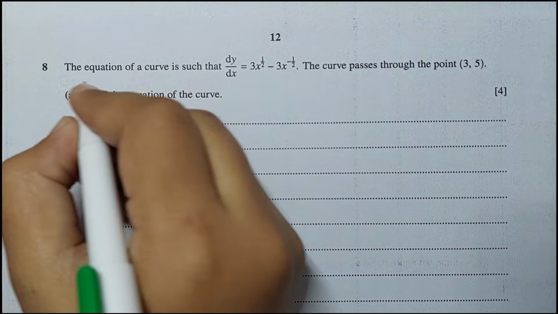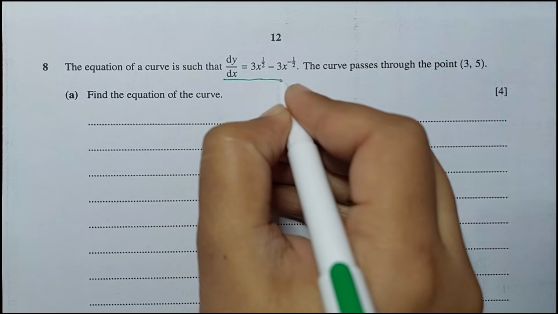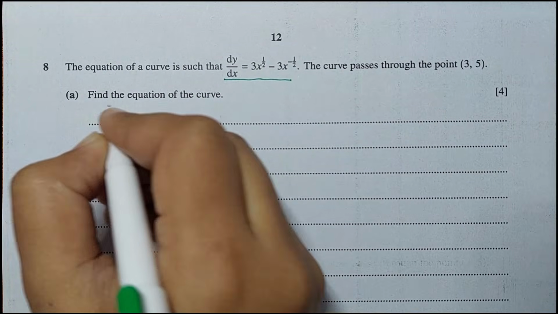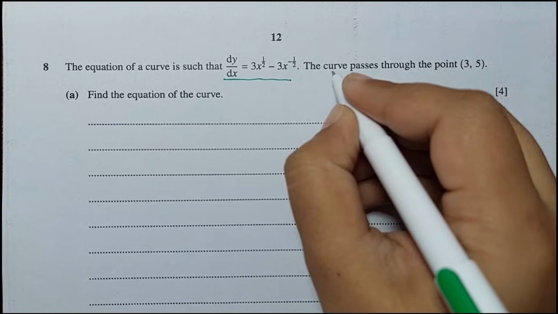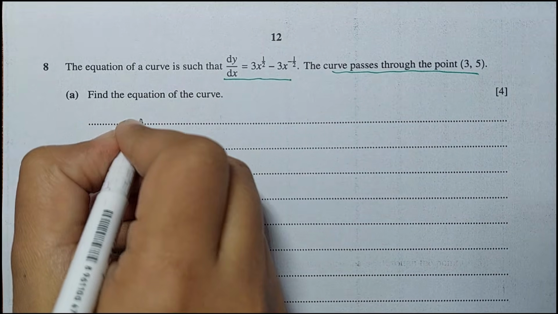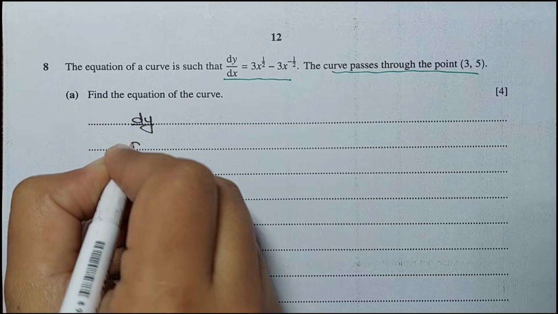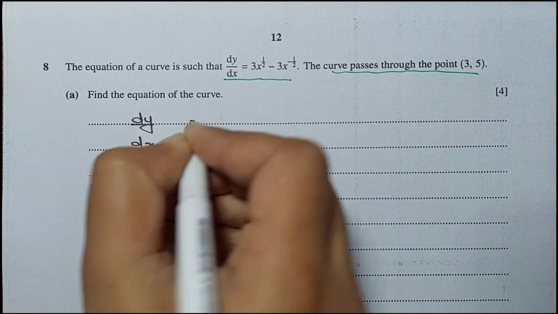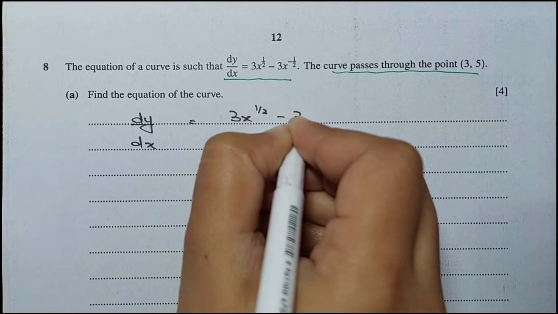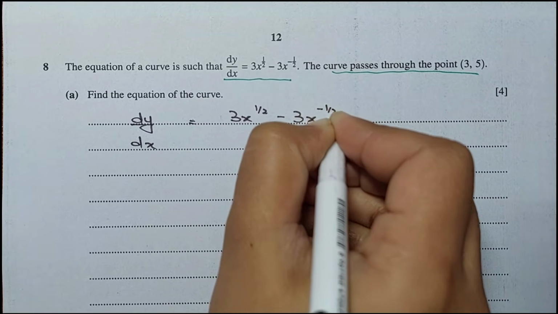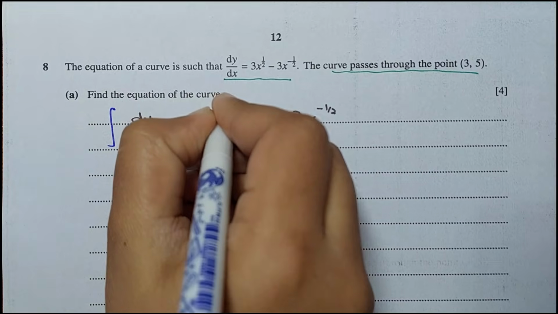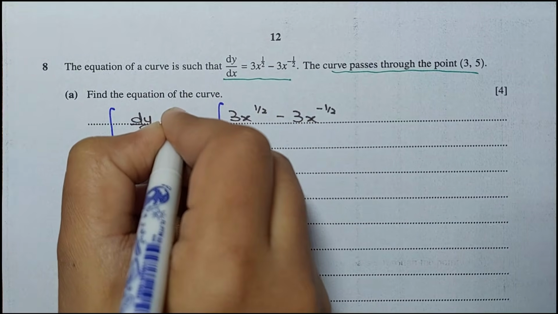Question number 8. The equation of the curve is such that we have been given the first derivative. The curve passes through the point 3, 5. Find the equation of the curve. The information we have is dy over dx, the first derivative, which equals 3x to the power 1 by 2 minus 3x to the power minus 1 by 2. In order to get the equation of the curve, integrate both sides with respect to x.